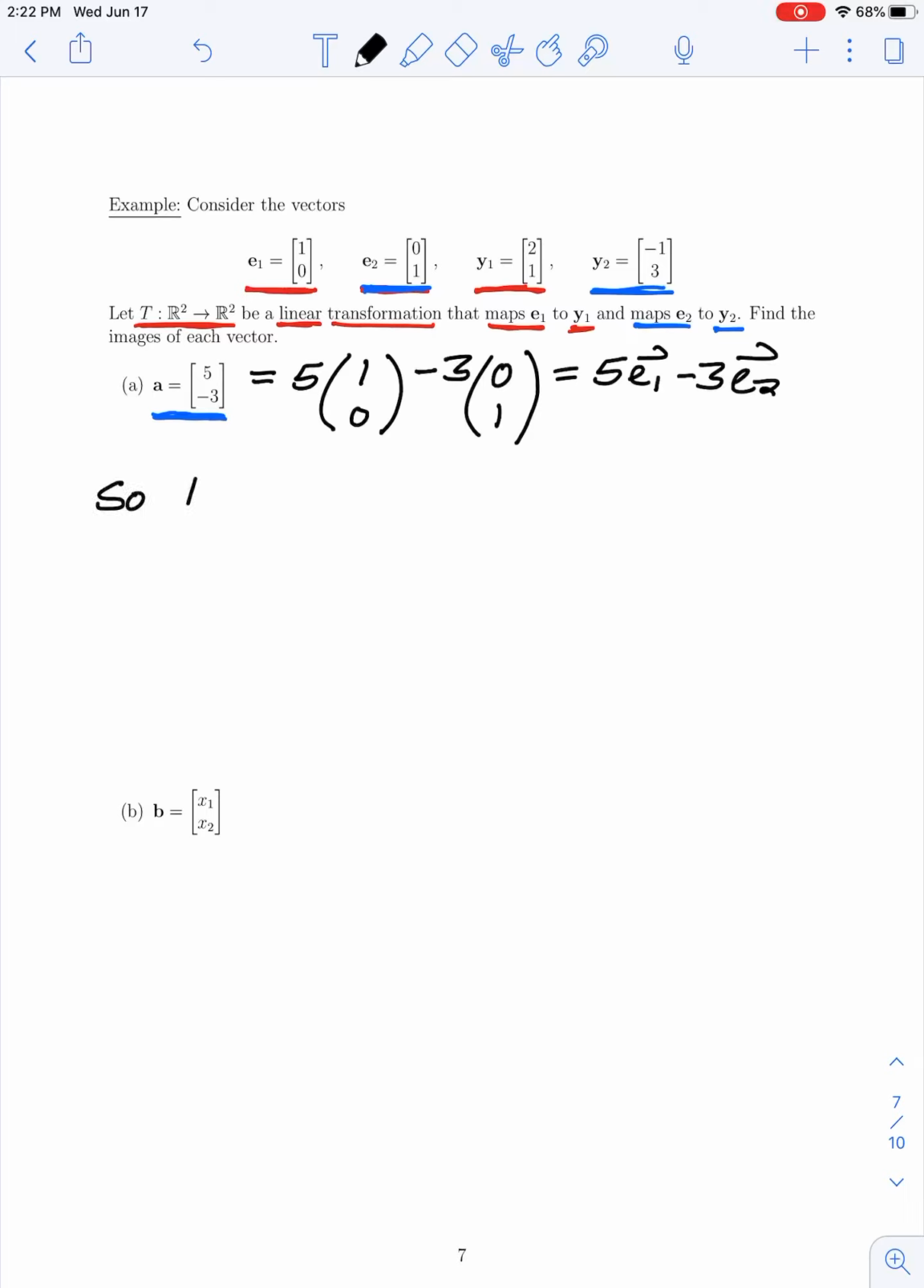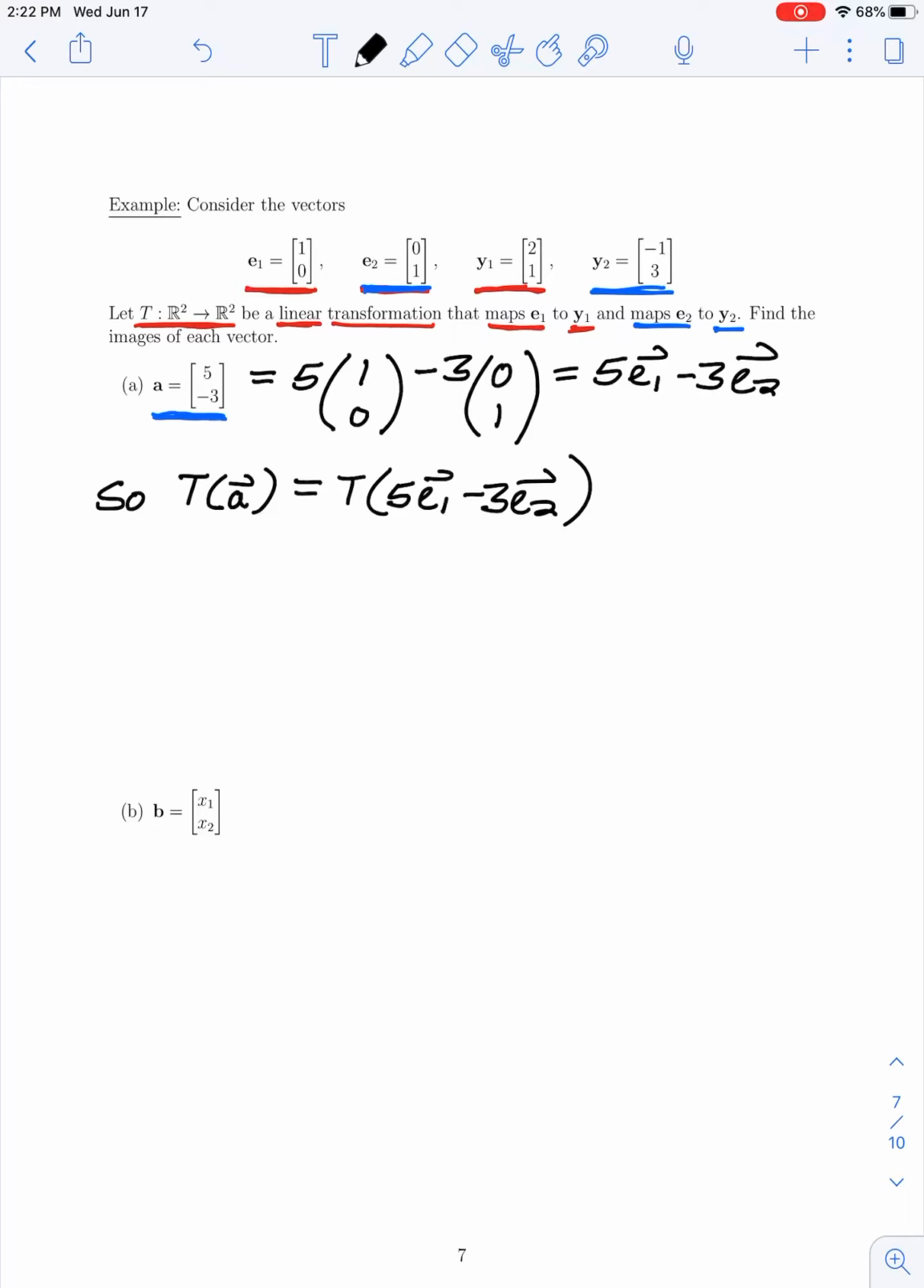So if I want the image of the vector A under the transform T, that is T of A, well, that's the same as looking at T of 5E1 minus 3E2.